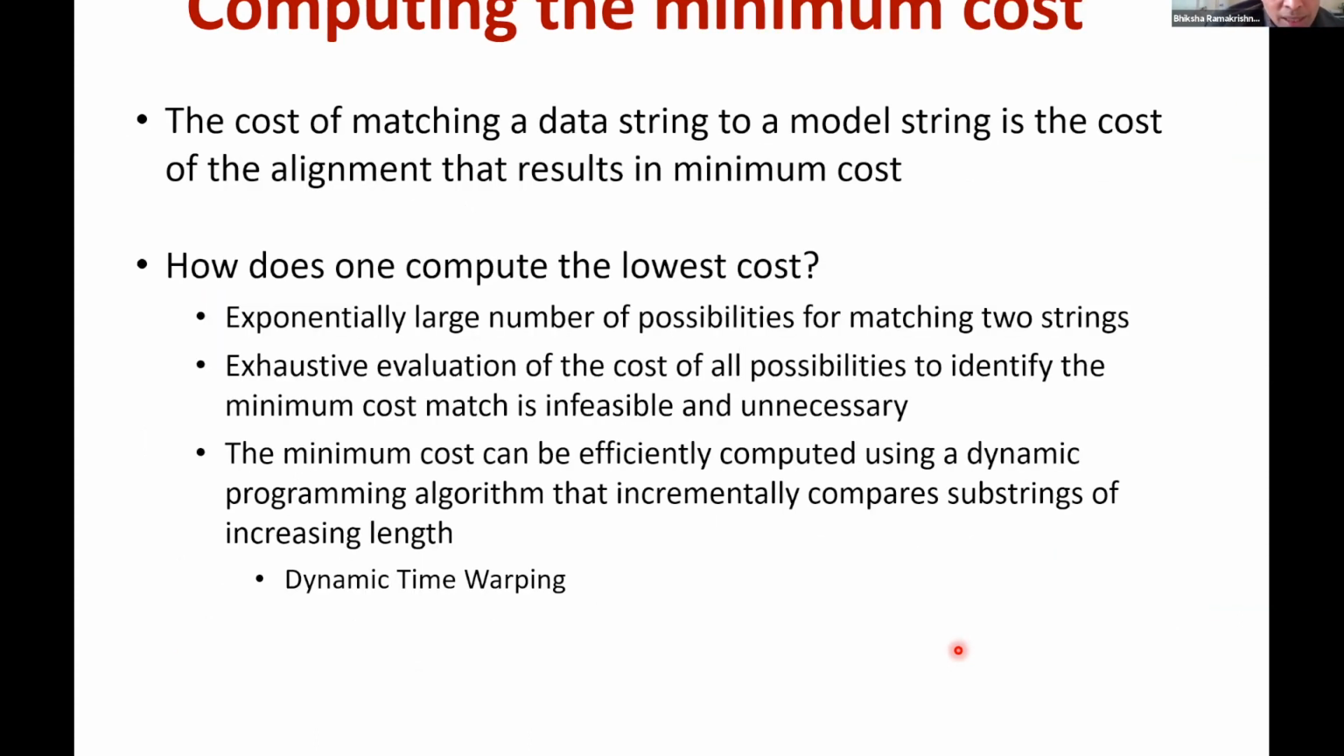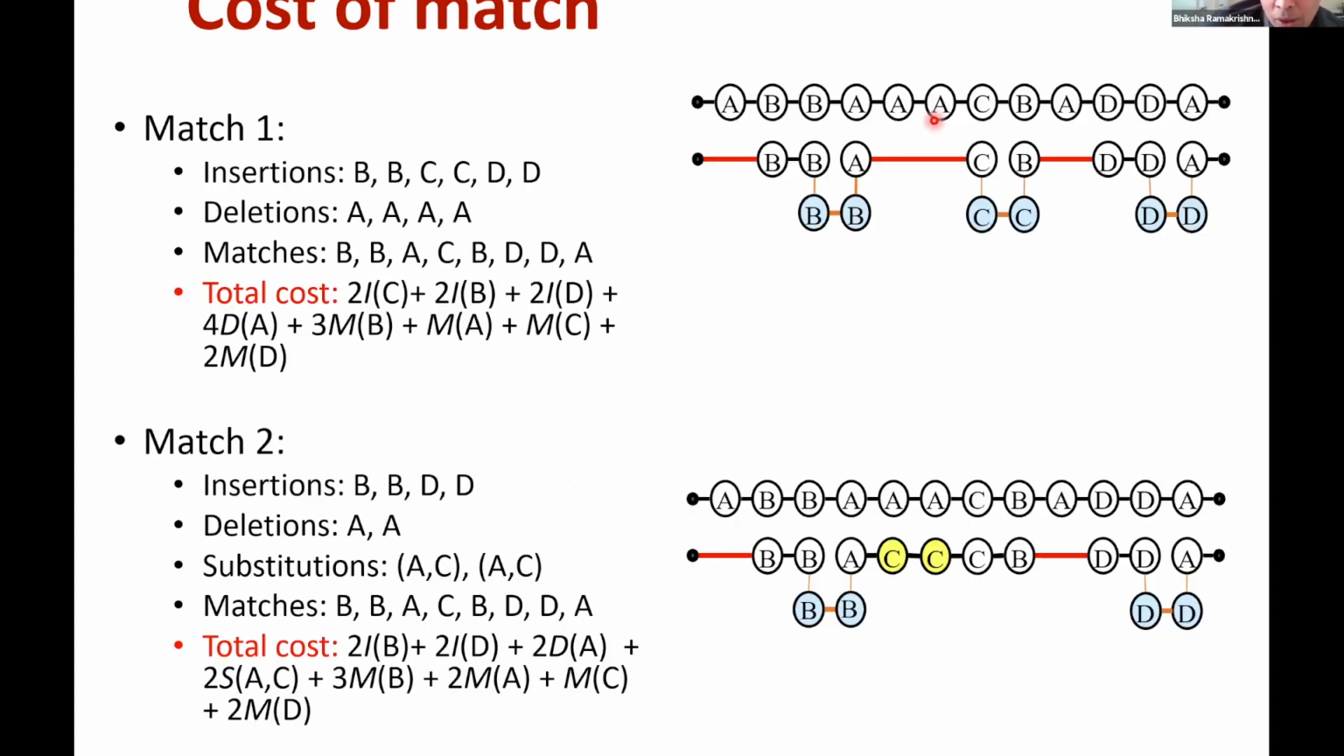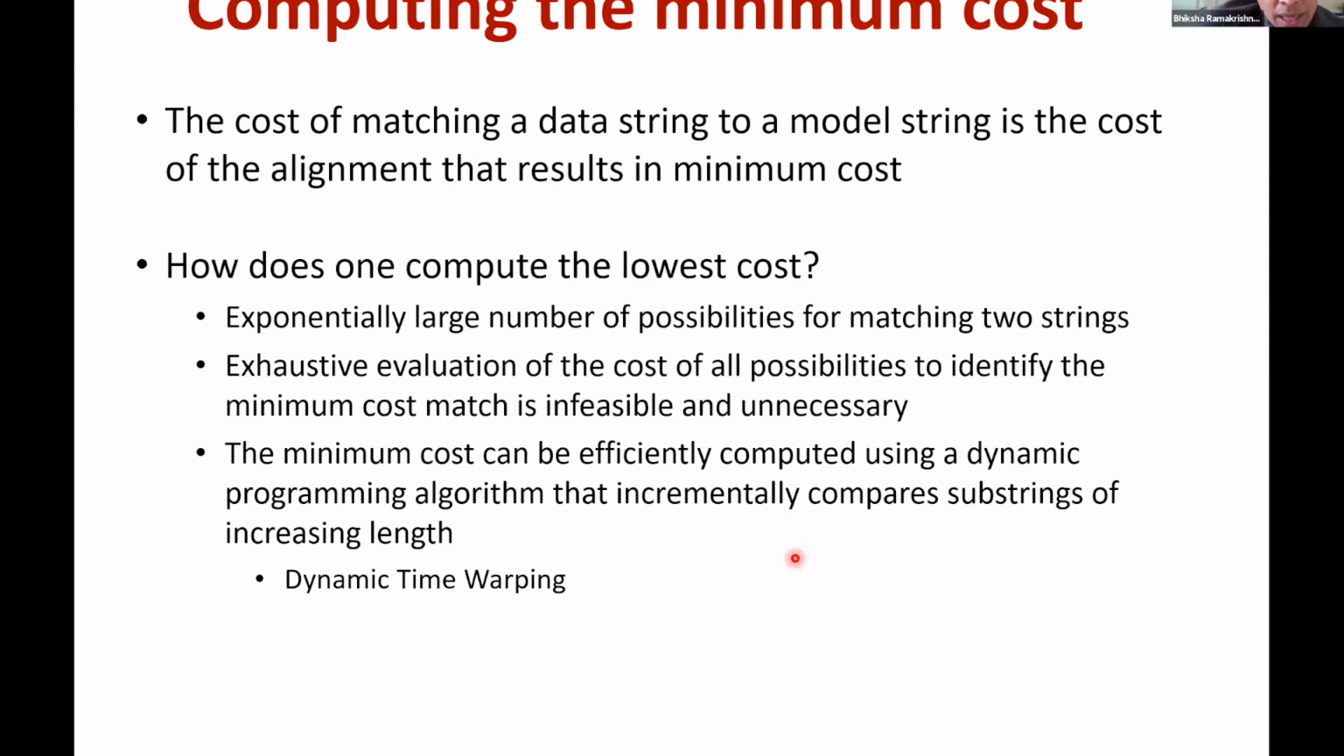So I'm going to define the cost of matching a data string to a model string. In this case, I will call the second string, which I'm stretching back and forth, my data string, and the first string, which is my template, which I never modify, my model string. The cost of matching a data string to a model string is the cost of the alignment that results in the lowest cost.